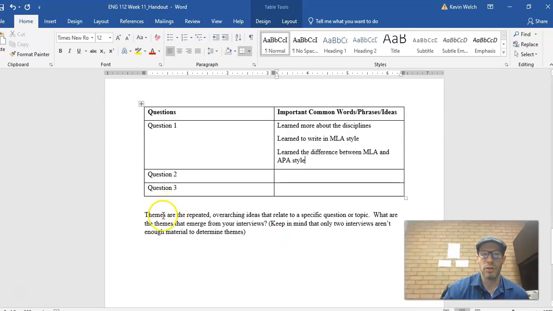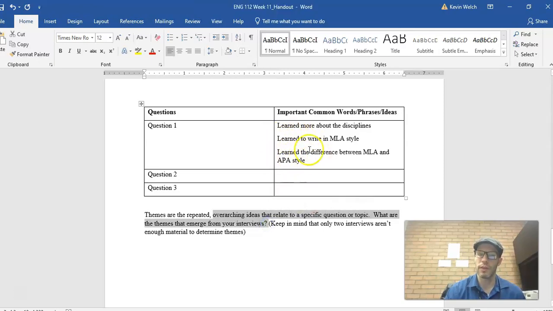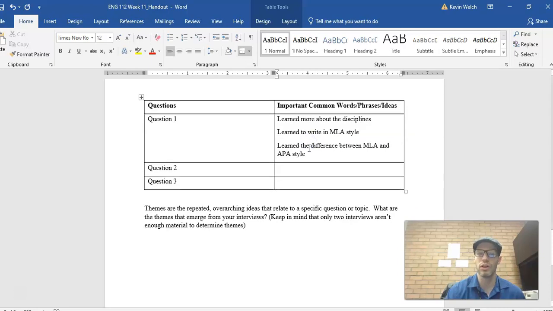Now, themes are repeated, overarching ideas that relate to a specific question or topic. And so you need to think, what are the themes that emerge from your interviews? Well, these are the themes that emerge from question 1 if I were to survey students, and I would list the themes for question 2 and 3. Now, you would do the same if you were actually interviewing people for your project. You would do the same thing.